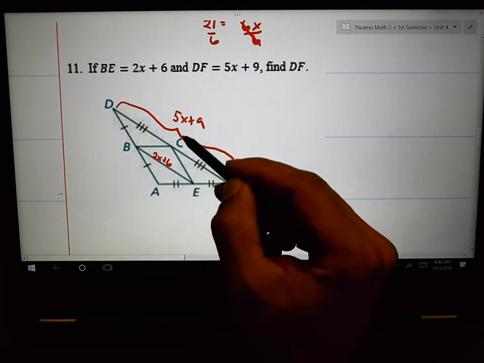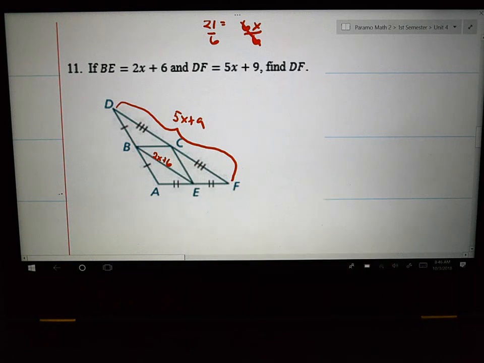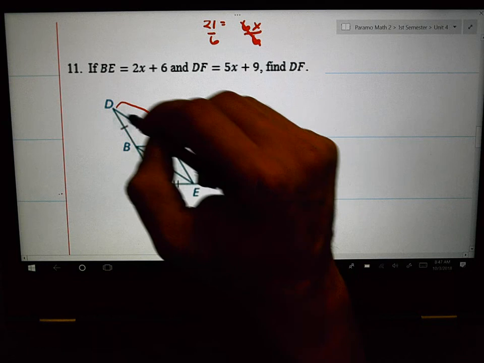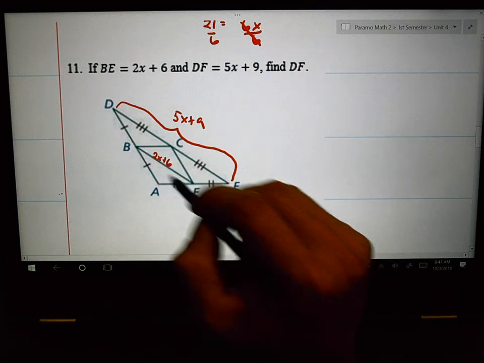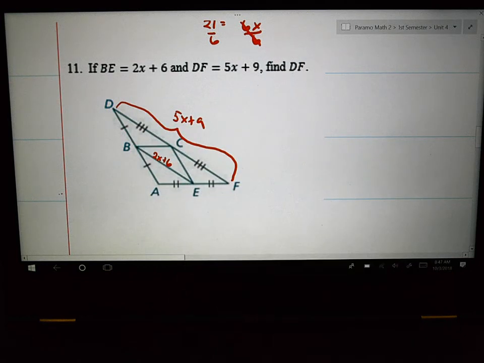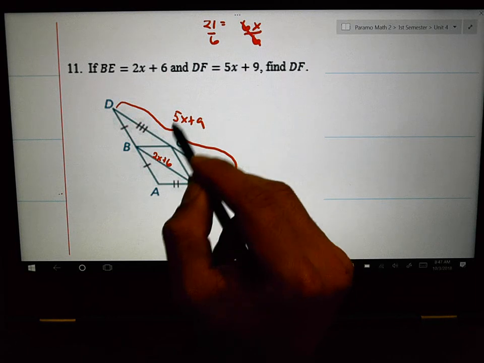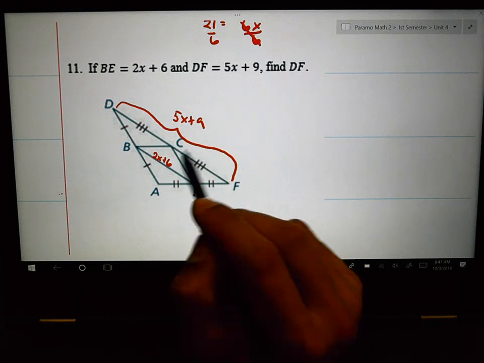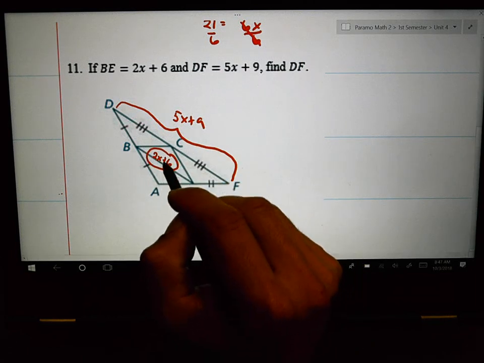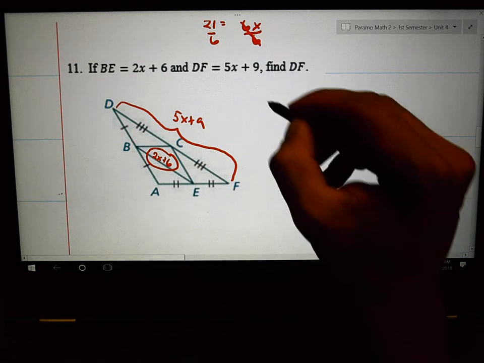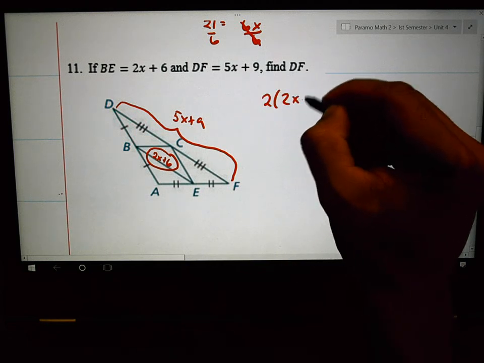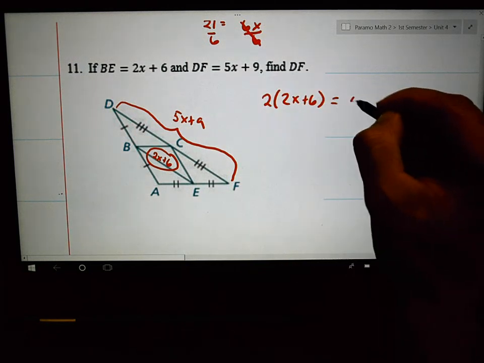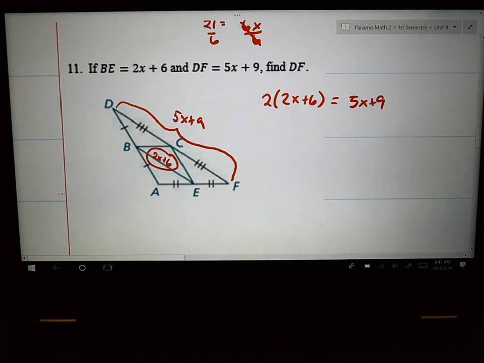These two pieces are not congruent to each other. They are not the same as each other. This is a midsegment. This is the longer side. Since it's a midsegment, it's half of that side. It's not easy to take half of 5 and 9. So what I'm going to do is I'm going to double this midsegment. I'm going to do 2 times the 2x plus 6 to equal the 5x plus 9. If I double the midsegment, it's equal to the longer parallel side.